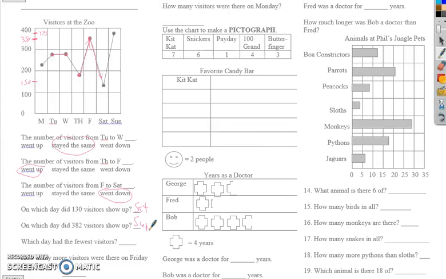Which day had the fewest? All I got to do is look for the lowest down dot. That would be Saturday again. How many more on Friday than Saturday?